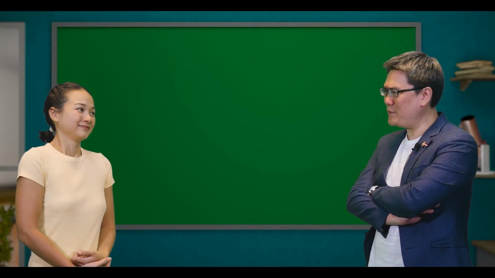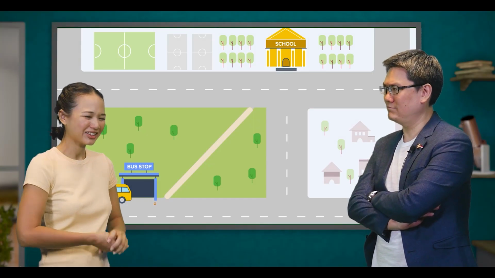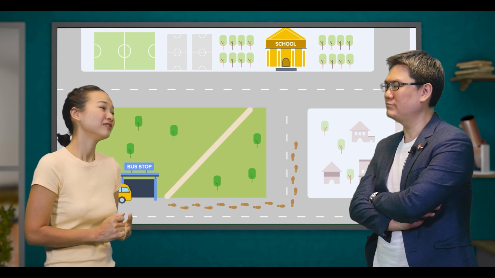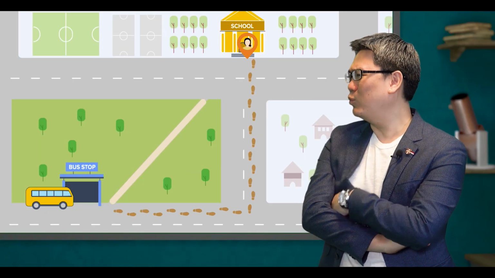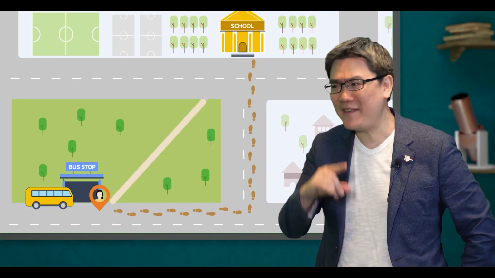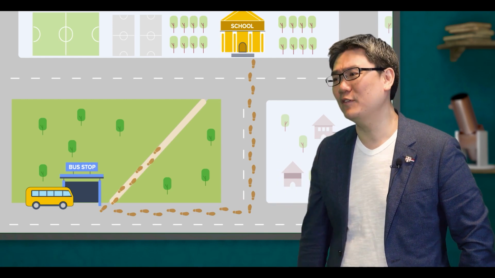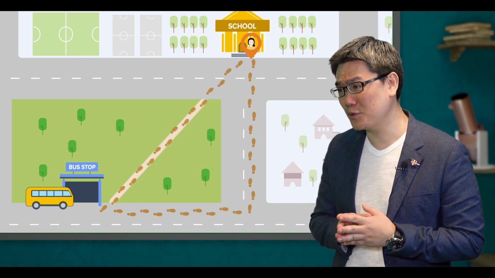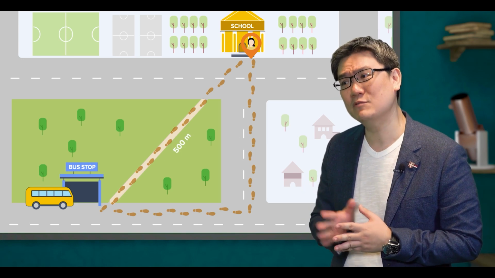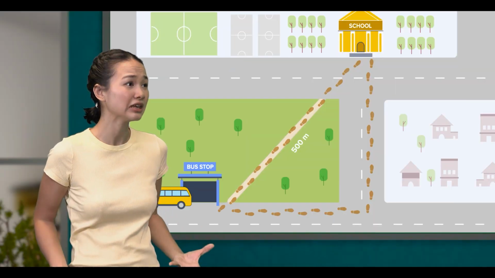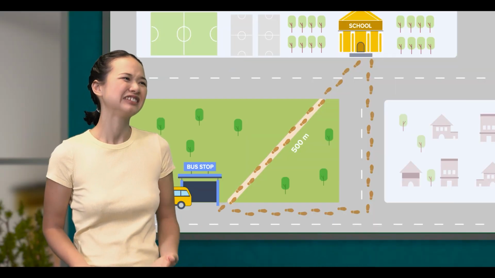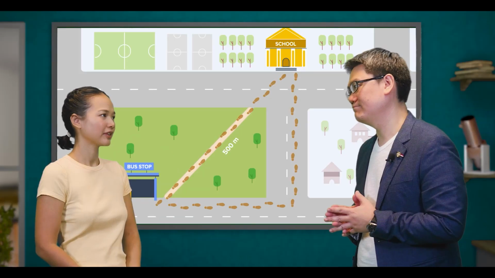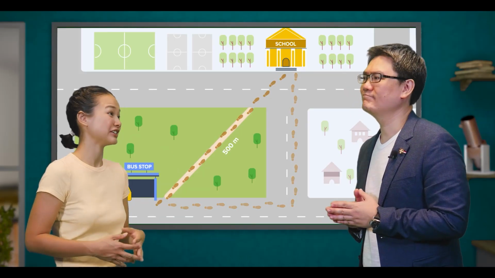Hey, you are 2 minutes late. Well, I took a longer path today and it involved some turns. Why don't you just stick with one direction and take the straight path? You know the distance of the direct route from the bus stop to the school is only 500 meters, right? Yes, but it was raining and the ground was muddy and I didn't want to walk across the field. Therefore, I walked a longer distance.